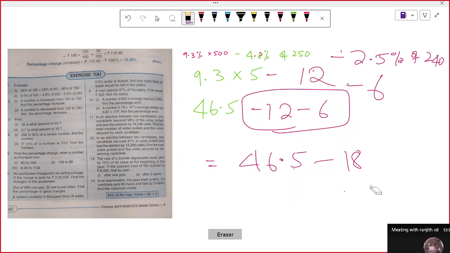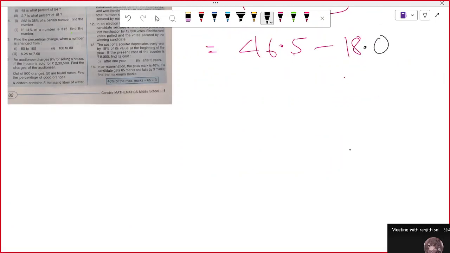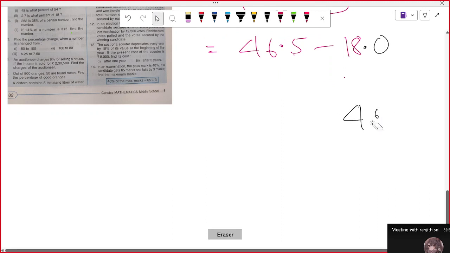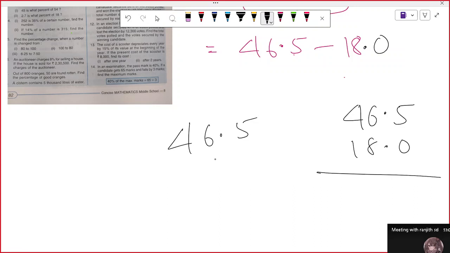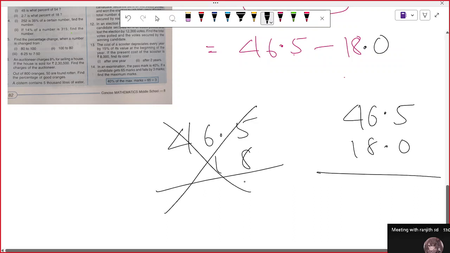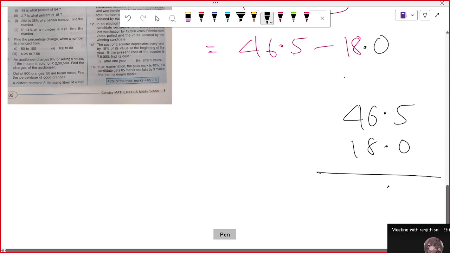How do you convert them into like decimals? 46.5 and 18 can be written as 18.0. Now subtract this. You're not supposed to write like this. This is wrong. Convert into like decimals. Keep a point. 5 minus 0 is 5. Borrow from this. The answer is 28.5.